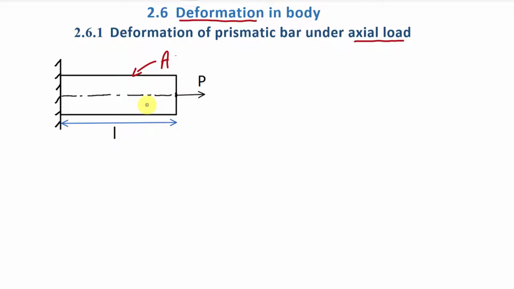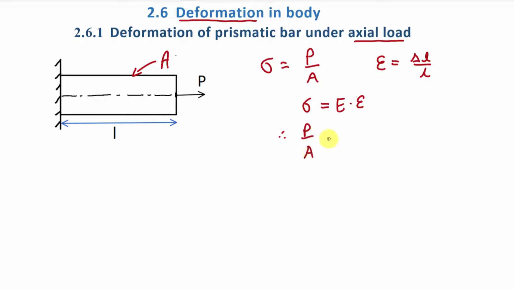So how can we find out? Let us see. We know that stress in this body, that is normal stress sigma, is equal to load P divided by cross section area A. And we also know that strain, that is normal strain epsilon, is equal to change in length of this body, that is delta L, divided by original length, that is L. And we also know that sigma, that is normal stress, is equal to Young modulus into normal strain, that is epsilon, right? So if we put this value here, then we will get P by A is equal to Young modulus into epsilon, which is delta L by L.